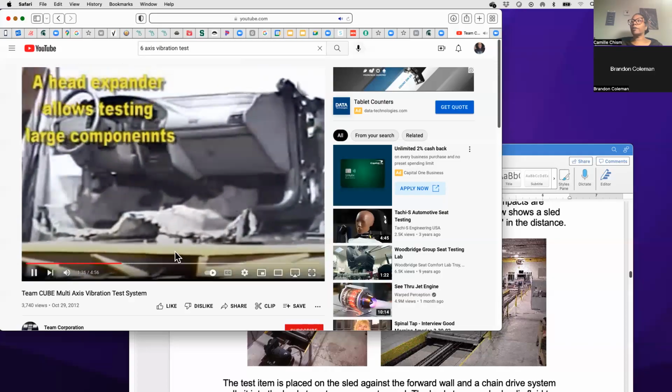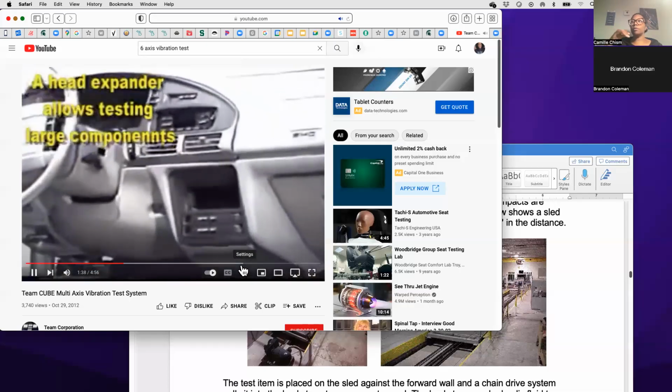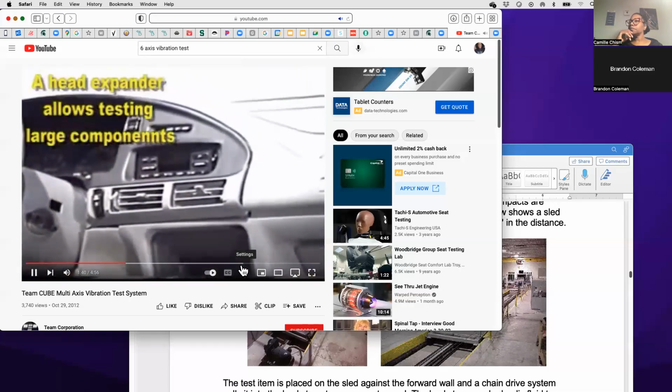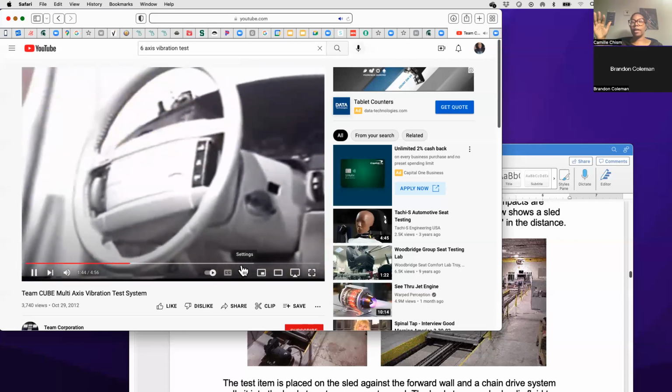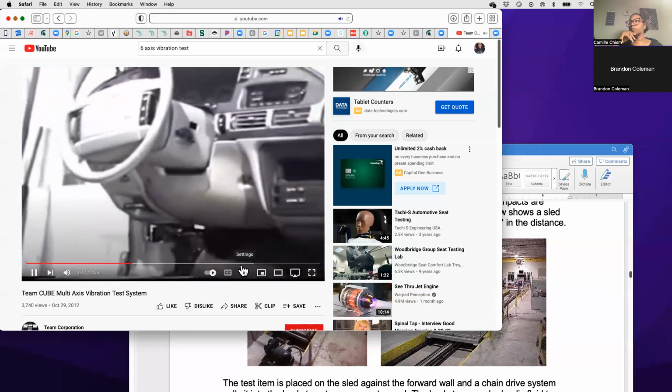So now it looks more like a traditional vibration table because they put the platform on. And looking at this video, it looks like the car moving on a bumpy road.